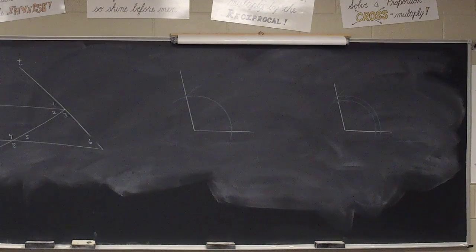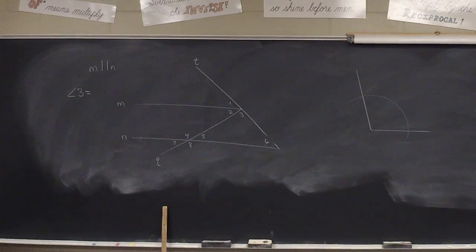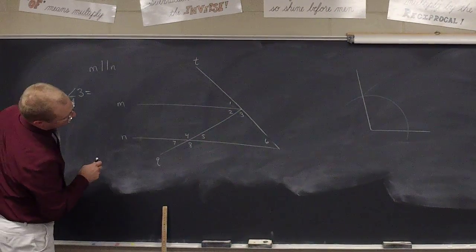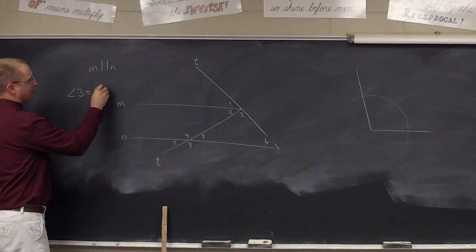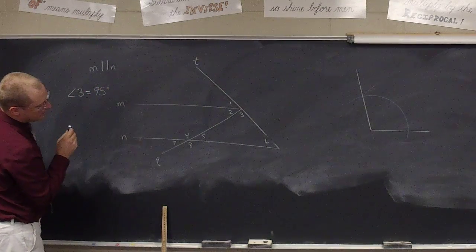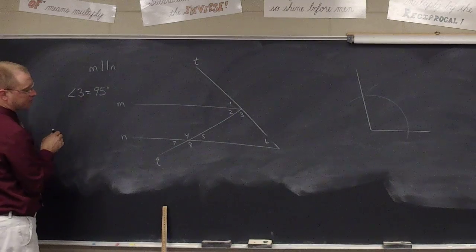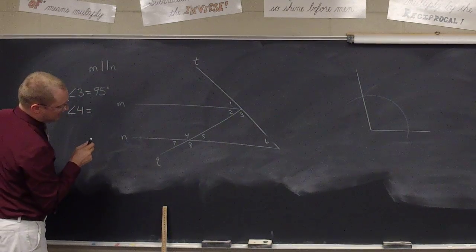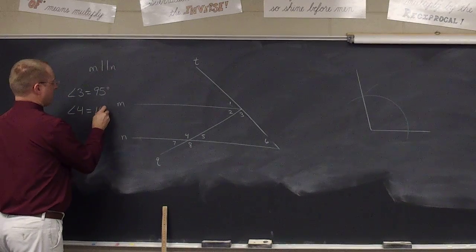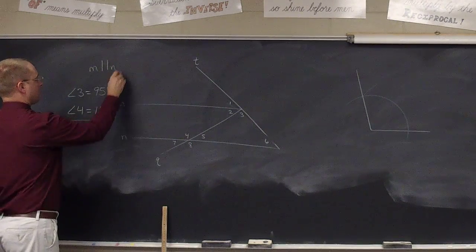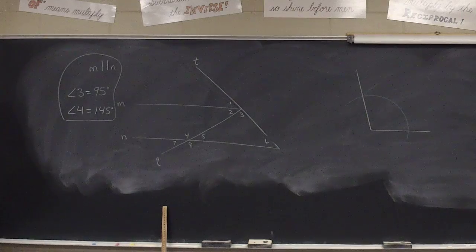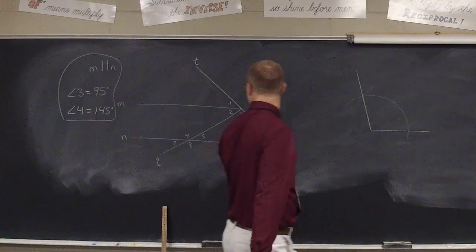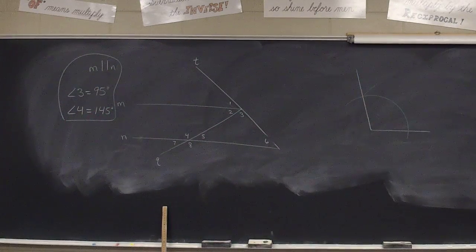Let's suppose I know that angle 3 looks like about 95 degrees in the picture that I've got. And let's suppose angle 4 looks pretty big, I don't know, about 145 degrees. All right, so there's your given information. I want you to find all the other angles. Find the other angles in the picture.